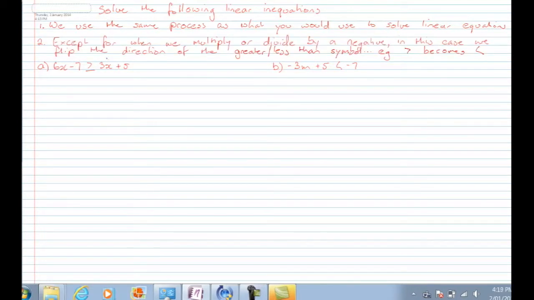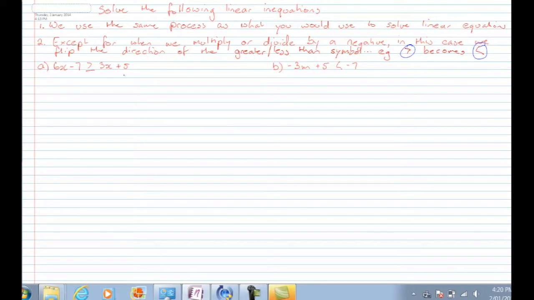And 2, except for when we multiply or divide by a negative. In this case, we flip the direction of the greater or less than symbol. For example, this one here, when we divide by a positive or negative, will become this there. Alright, so let's have a look at question A. 6x minus 7 is greater than or equal to 3x plus 5.